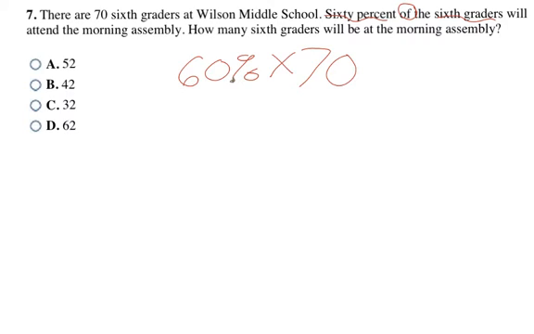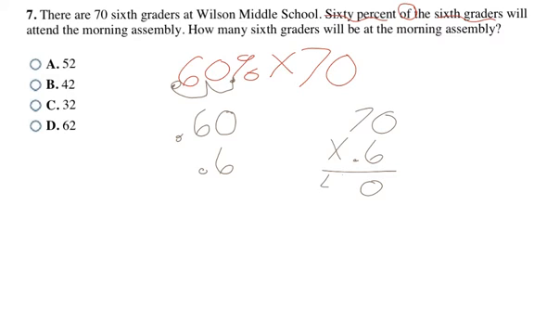And decimal numbers always look smaller to us. So we're going to have to move the decimal place 2 places to the left. And the 60% as a decimal is going to be 0.60 or just 0.6. So now I can take 70 times that 0.6. And my answer is going to be 420.